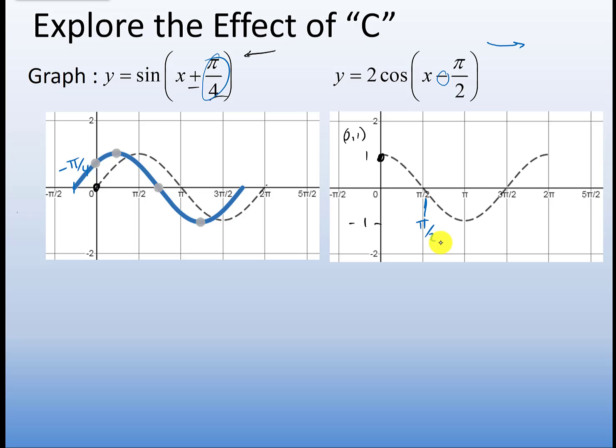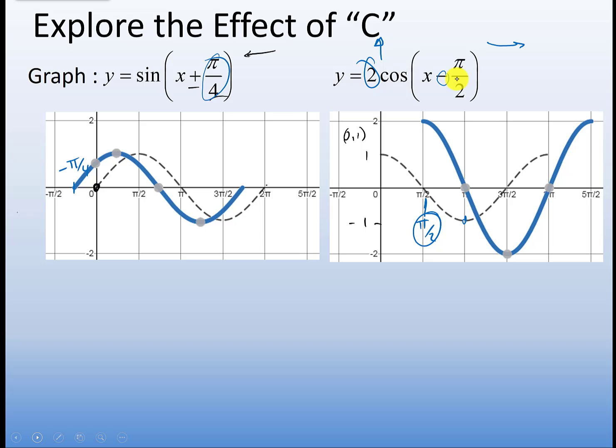Before we do it, though, there's another transformation, the 2, and what does that affect? Well, that's an outside multiplication, which is a vertical stretch. So we should see this point stretched up, and this point stretched down, but it's also all going to get shifted as well. But I'm concentrating on the shift. That's the thing I really want to test. And when we graph it, sure enough, it did shift over to the right pi halves.